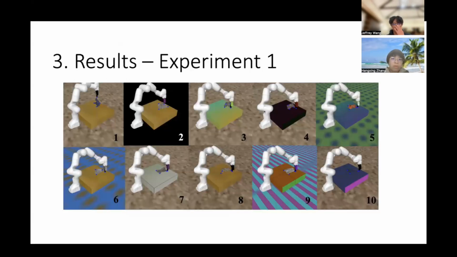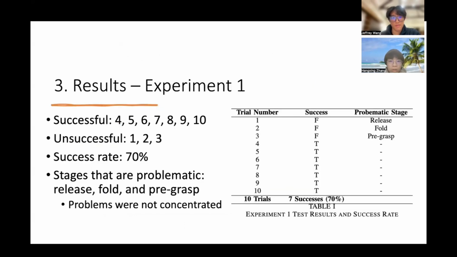Now I will briefly present our experimental results and the key discussions. In experiment 1, we randomly generated 10 different environments. This figure summarizes the visual results of the 10 experiments. The results show that 7 out of 10 trials are successful, giving a 70% success rate. The failure cases happen at different stages, including pre-grasp, folding, and release, meaning that the errors are not concentrated in a single phase. Overall, this experiment shows that our planning and control pipeline alone is already capable of performing stable cloth folding.